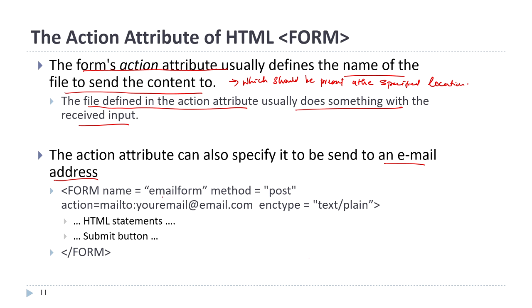So the form name is email form and the method is post. The action is basically mailto a specific email address, and then whatever the HTML stuff and the submit button. So what happens is when you click the submit button, an email is created and sent to your email address. That is also done with the help of HTML forms.